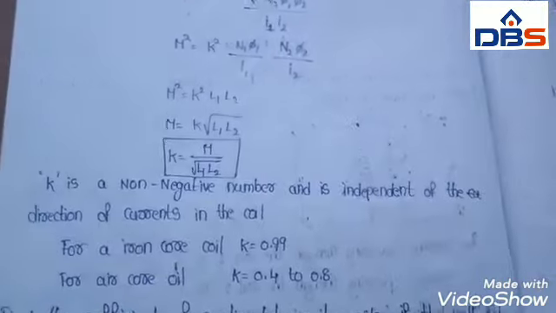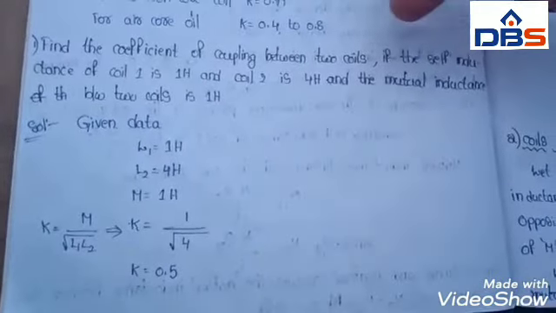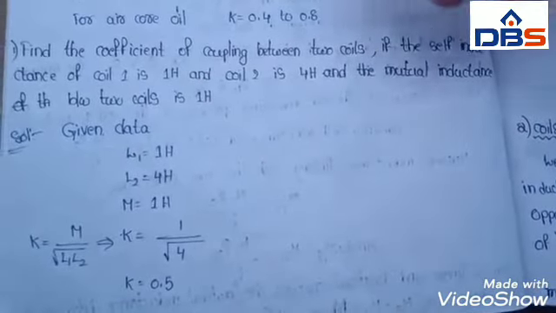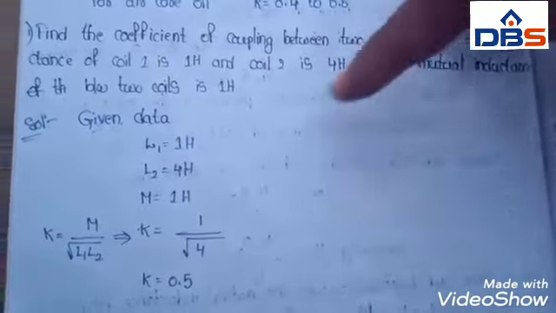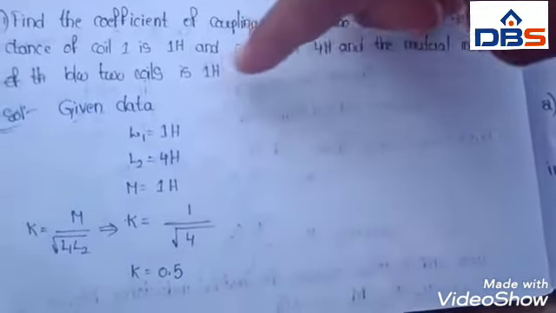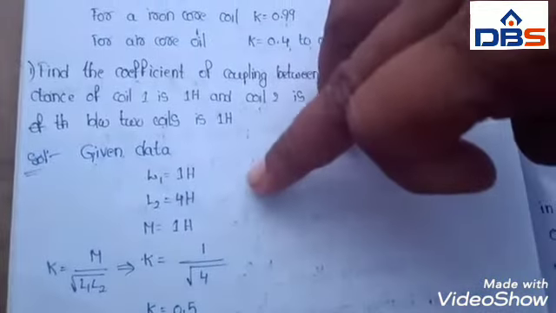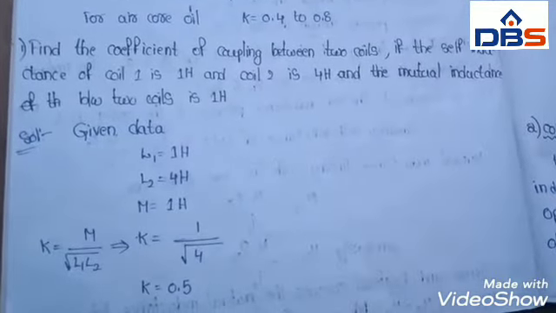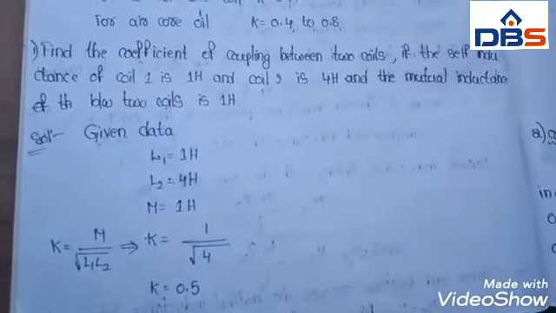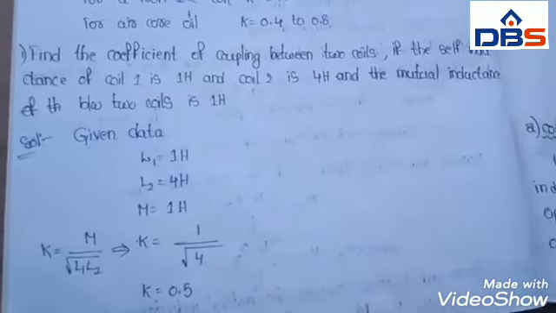A simple 2 mark problem: find the coefficient of coupling between two coils if the self inductance of coil 1 is 1 Henry, coil 2 is 4 Henry, and the mutual inductance between the two coils is 1 Henry. That is, L1 is 1 Henry, L2 is 4 Henry, M is equal to 1 Henry. We know the formula K is equal to M by root L1 L2. K is equal to 1 by root of 4 into 1, that is 1 by root 4, so K equals 0.5. This covers the definition of self and mutual inductance, the dot convention, and also the derivation of the coefficient of coupling.